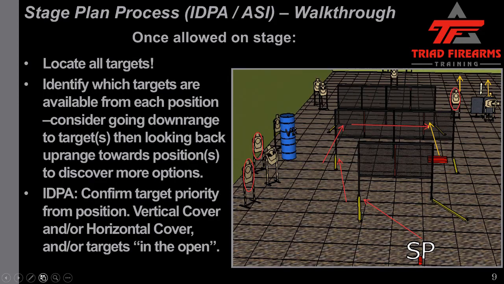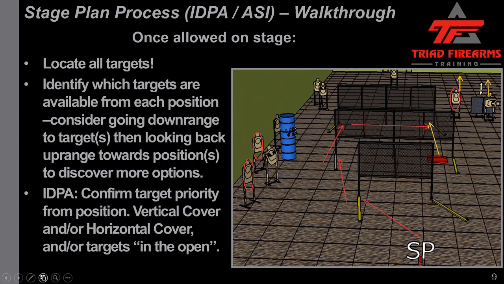Walkthrough. Once the briefing is finished, you'll then be given a couple of minutes to complete the walkthrough phase of the process. Locate all targets. Priority 1. You can't shoot them if you don't know where they are. Hopefully you paid attention during the briefing, so you should have a very good idea of their location and be able to confirm stage round count too.